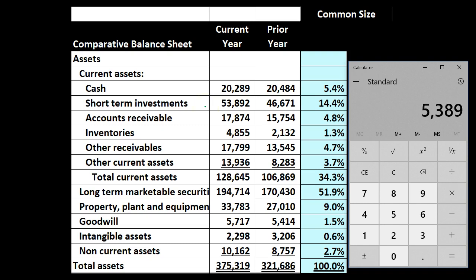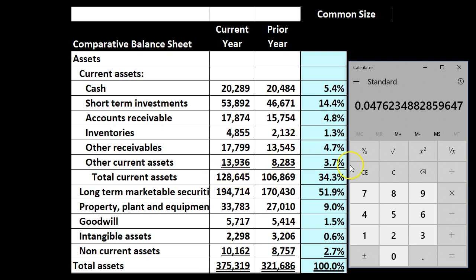So 53,892 over the total, always comparing to the total, 375,319. That's going to give us 14.4%. We're always going to have to deal with rounding, always. And then we have 17,874 divided by the total, which is 375,319. And there we have our 4.8.